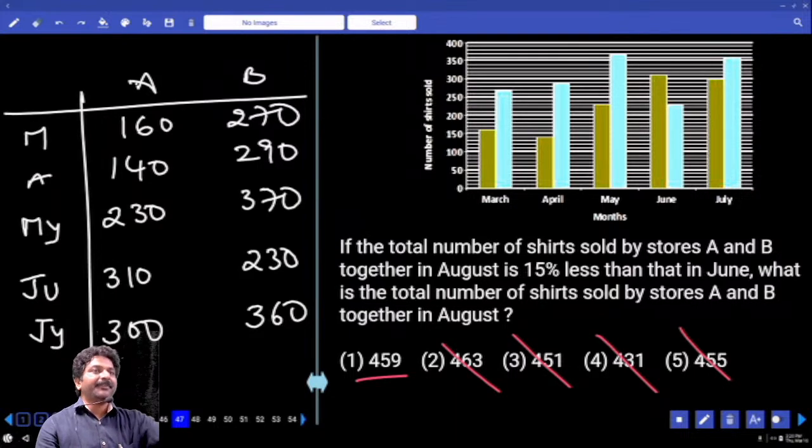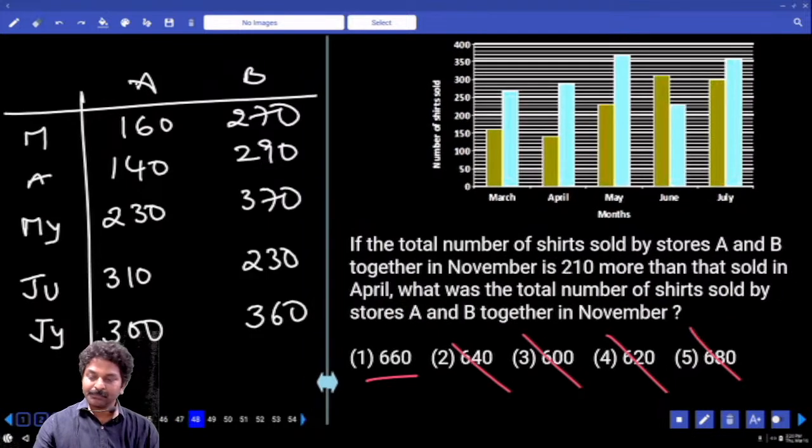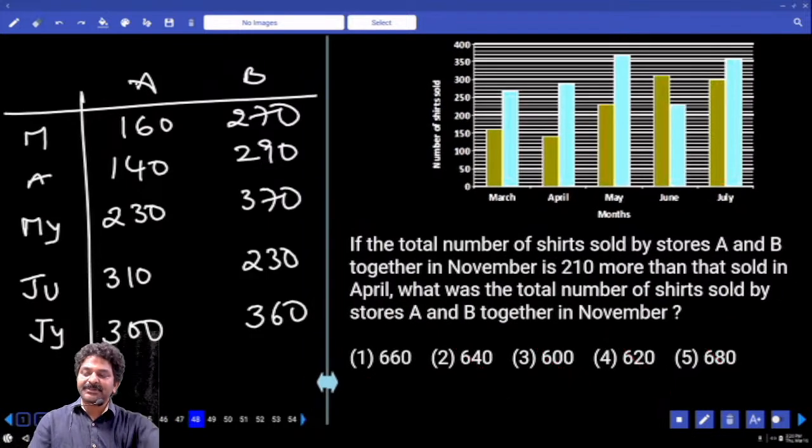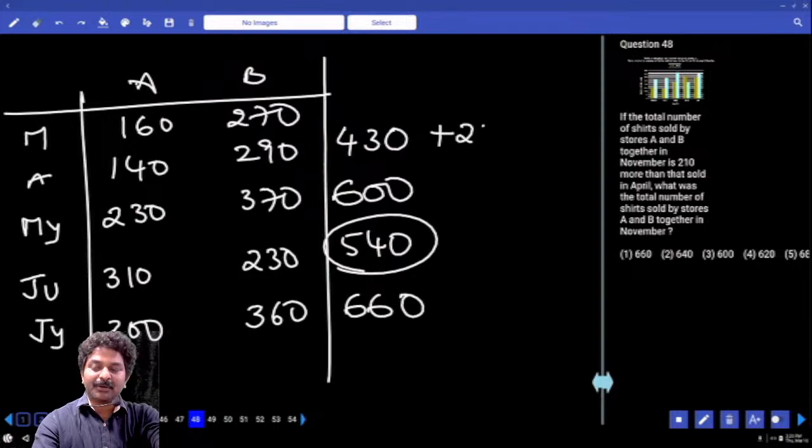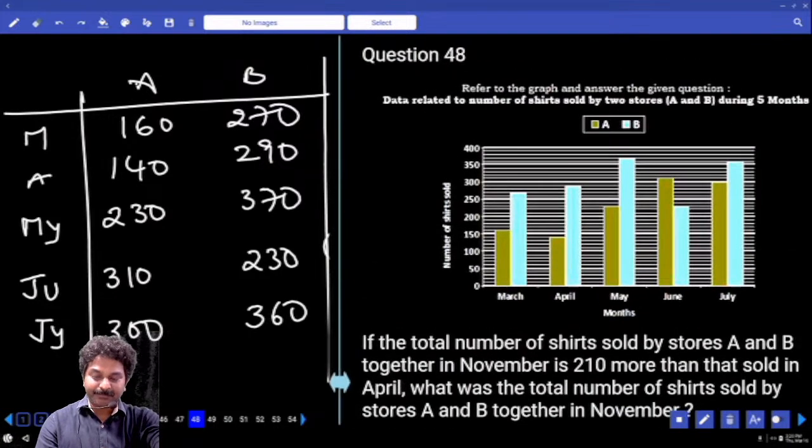Else you have to calculate 15% and then subtract it from 540. If the total number of shirts sold by A and B together in November is 210 more than that sold in April, what was the total number of shirts sold by A and B together in November? In the month of April, first of all, it is equal to 430. They said it is 210 more, so the answer is 640.